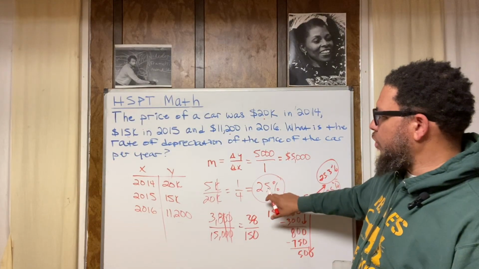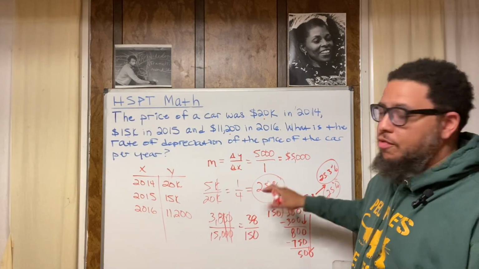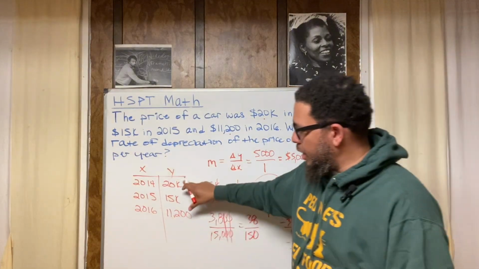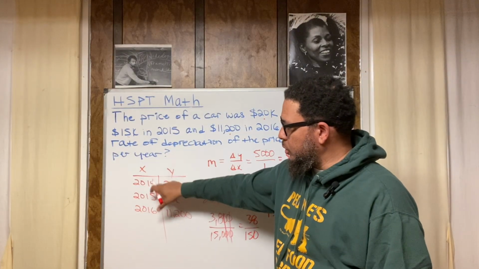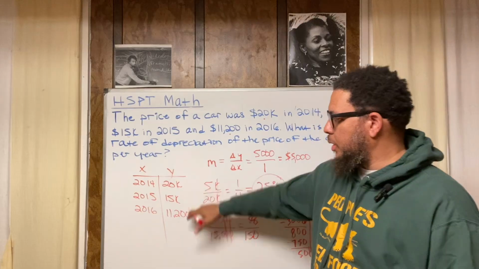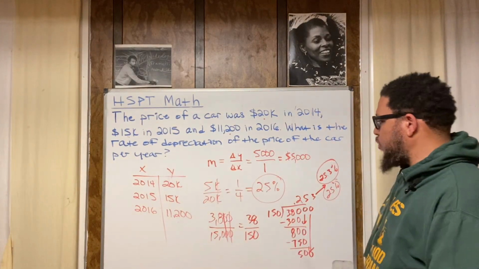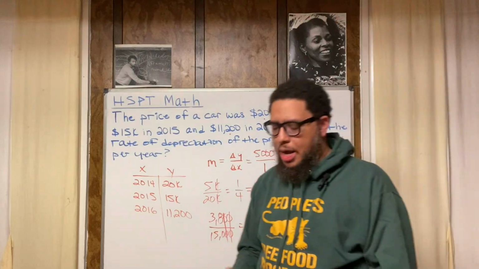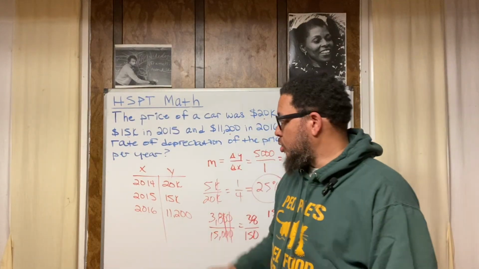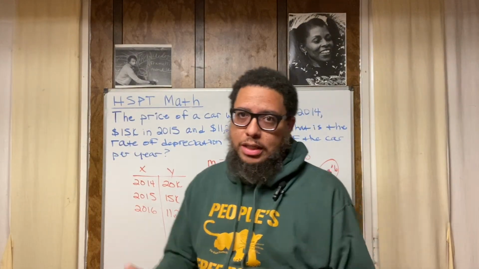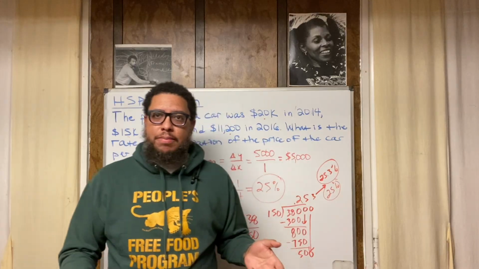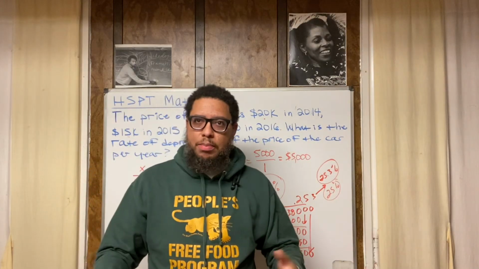We already knew that the rate of depreciation was 25% every year. The value of the car is going down by 25%. From 2014 to 2015, you drop in value by 25%. From 2015 to 2016, you drop in value by 25 more percent. So that's something to think about when you buy cars, right? So this shows that a car is not a great investment, if you're concerned about financial value.